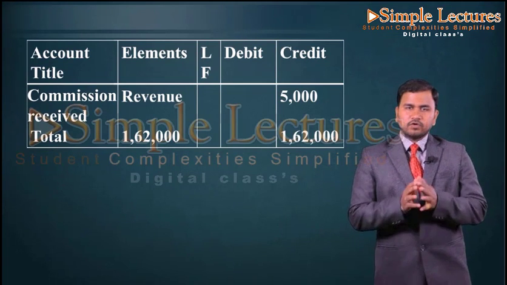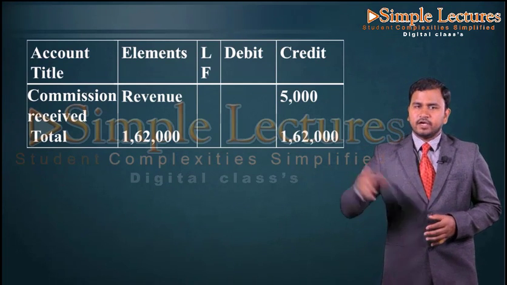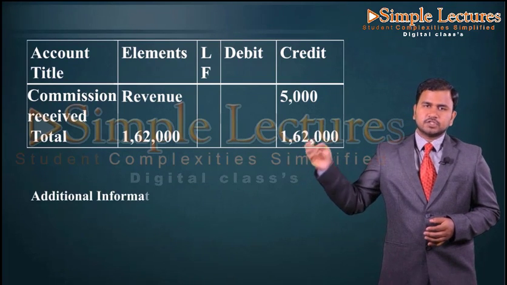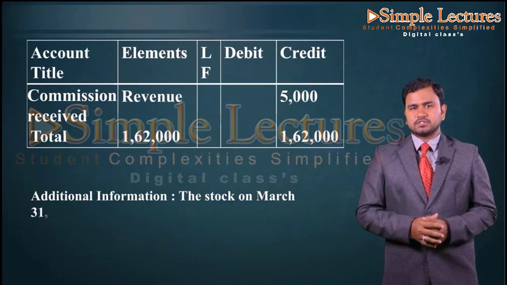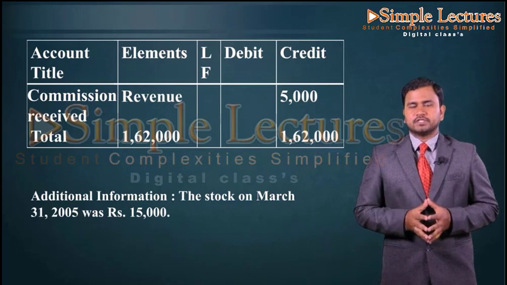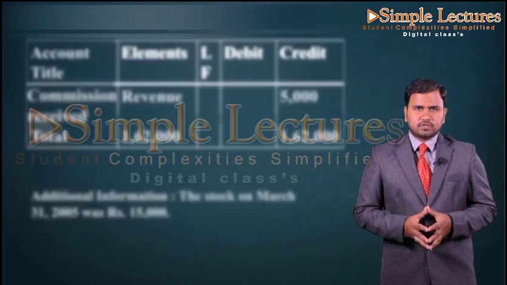And what was the additional information given there? The additional information we have is that the stock on March 31st, 2005 was 15,000. It is nothing but the closing stock.